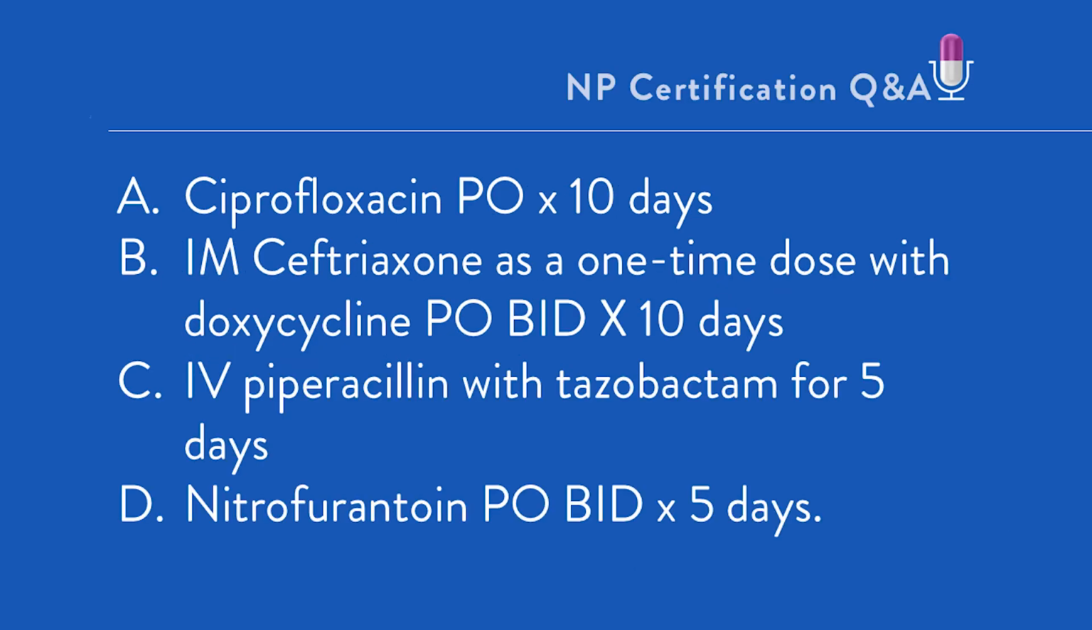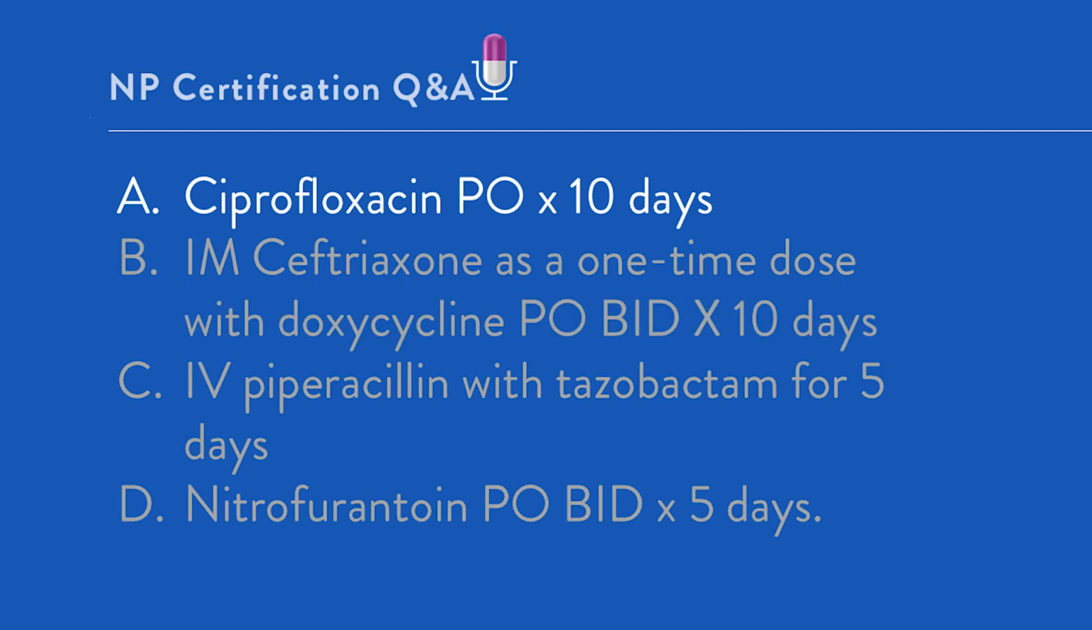clinical scenario? A, Ciprofloxacin PO times 10 days. B, IM Ceftriaxone as a one-time dose with doxycycline PO BID for 10 days. C, IV piperacillin with tazobactam for 5 days. Or D, nitrofurantoin PO BID for 5 days. The correct answer is A, Ciprofloxacin PO times 10 days.